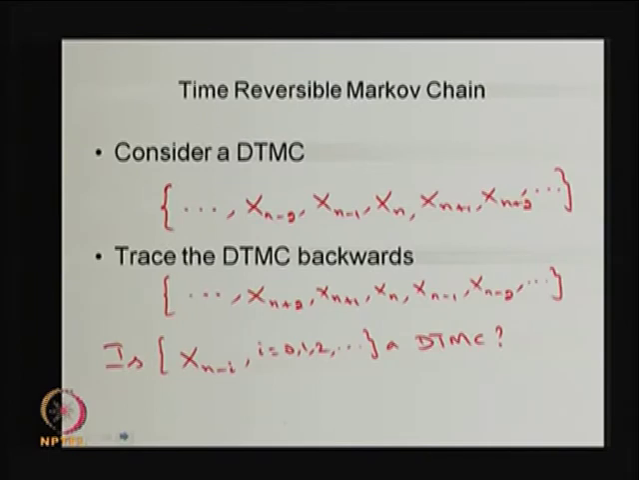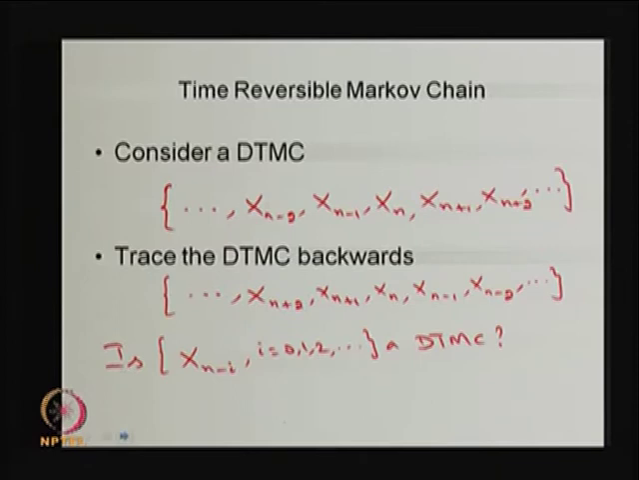What is the meaning of a time reversible Markov chain? First, let me explain how to construct the time reversible Markov chain. Consider a DTMC, it is of course a time homogeneous discrete time Markov chain. You see the collection in the usual way: X_{n-2}, X_{n-1}, X_n, X_{n+1}, X_{n+2} and so on. Now, you trace the DTMC backwards. That means you first know X_{n+2}, then X_{n+1}, then X_n, then you collect X_{n-1}, X_{n-2} and so on.